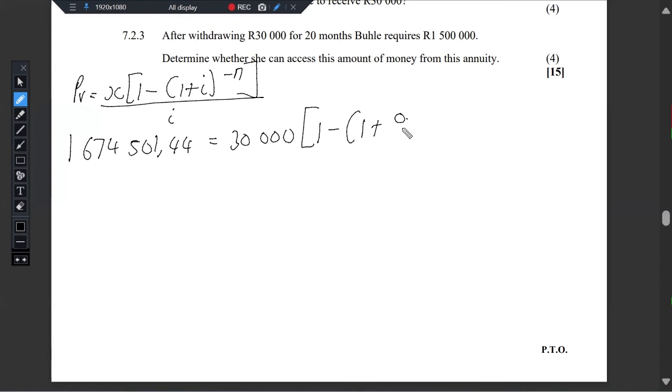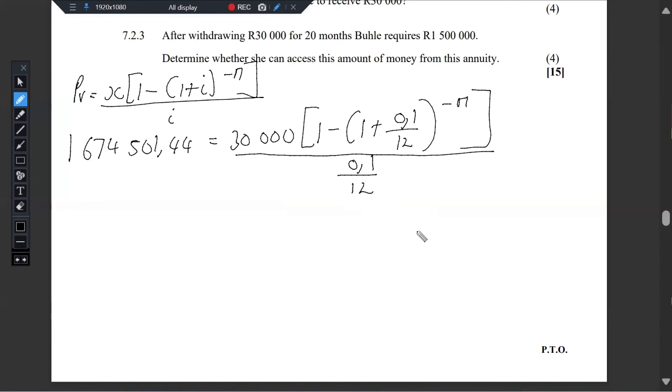is now 10%, so 0.1 over 12. And then we are trying to calculate how many months will she keep on doing that, or how many months will she keep on withdrawing the 30,000 before she becomes broke and wishes she can go to work again. Just kidding. Then if we do this, we are going to cross multiply here.